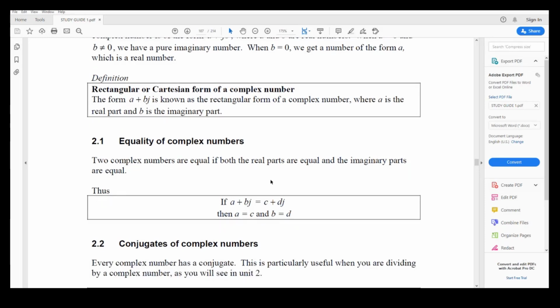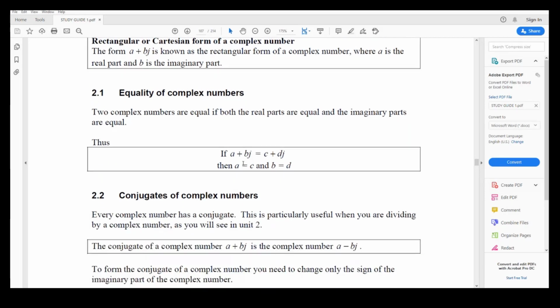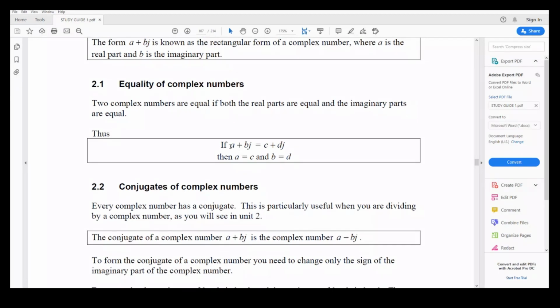And then for equality of complex numbers, if you have two complex numbers and you are told that a plus bj is equal to c plus dj, then this is true if and only if a is equal to c, so the real part is equal to the real part of the other one, and the imaginary part of the one complex number is equal to the imaginary part of the other number.